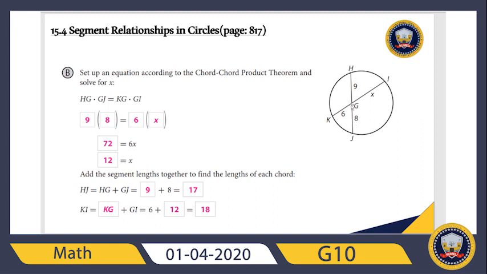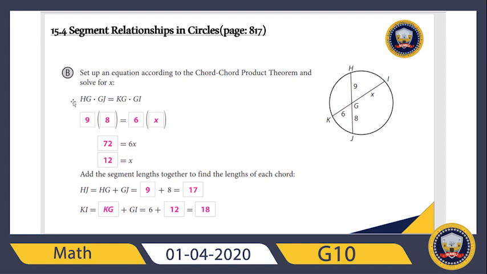I have these two chords here, IK and HG. They intersect in the point G here. All right, now what will be the length of my chords? So first I start by setting up the equations from the chord product theorem. So HG times GJ, okay, this is J and this is G, make the difference in between, GJ equals KG times GI.